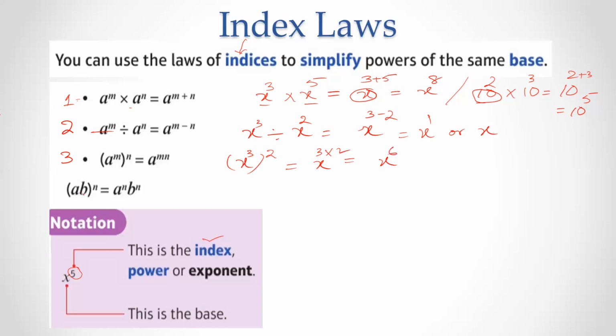And a times b, whole power n, will be kind of opening the bracket. This is the fourth law. So here it will be x power n times y power n. If we have these two variables multiplied by each other and having power n, or say power 3, this shows that 3 will be the power of x as well as the power of y. So these laws we shall take care of and use to solve the exercise questions.